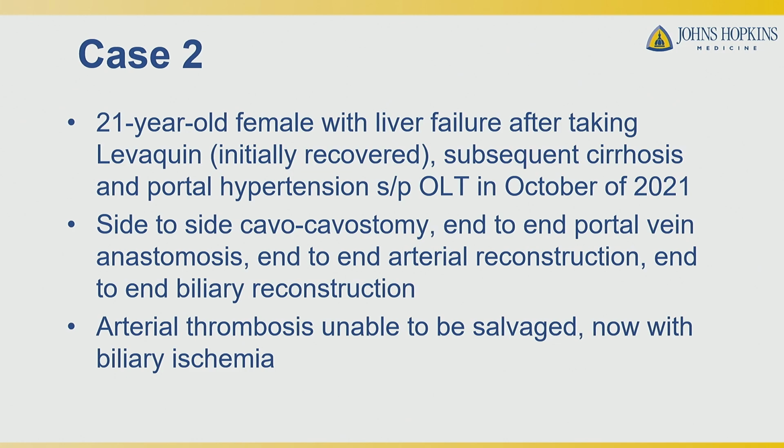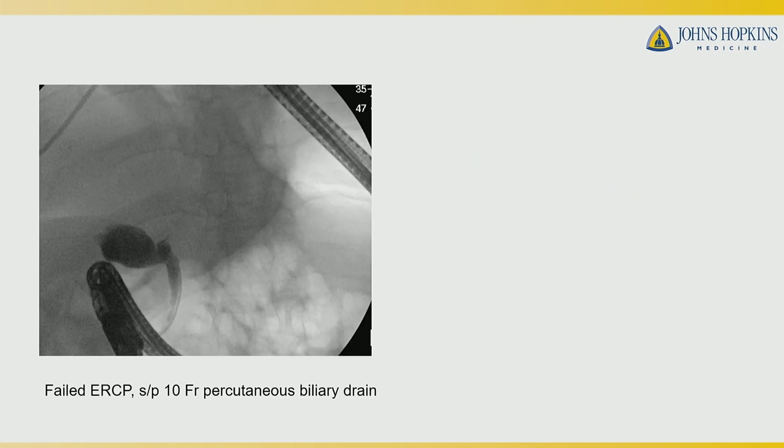Unfortunately, like our last patient, she experienced arterial thrombosis that we were unable to salvage through thrombectomy, stenting, and the like, and now she's presenting with biliary ischemia as well. In this case, which is a good corollary case, our GI colleagues, of course, tried first.